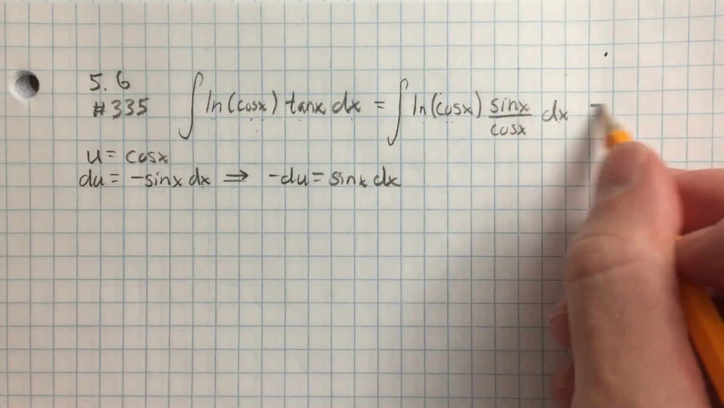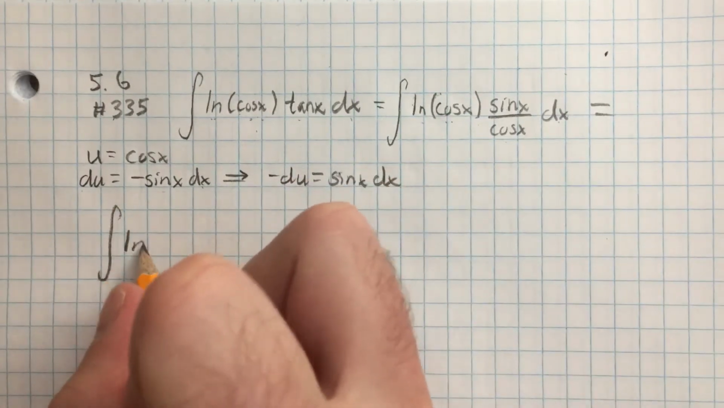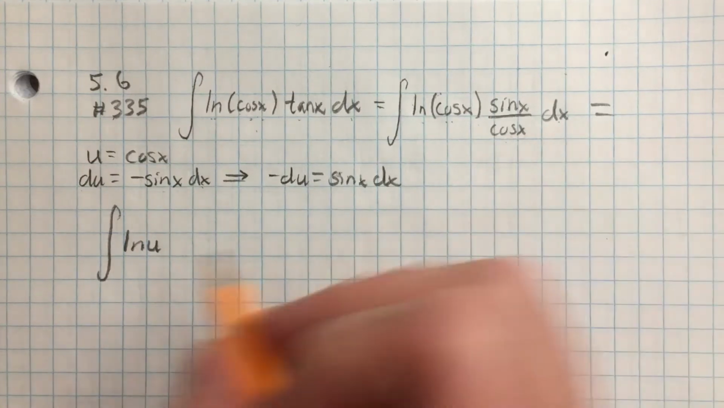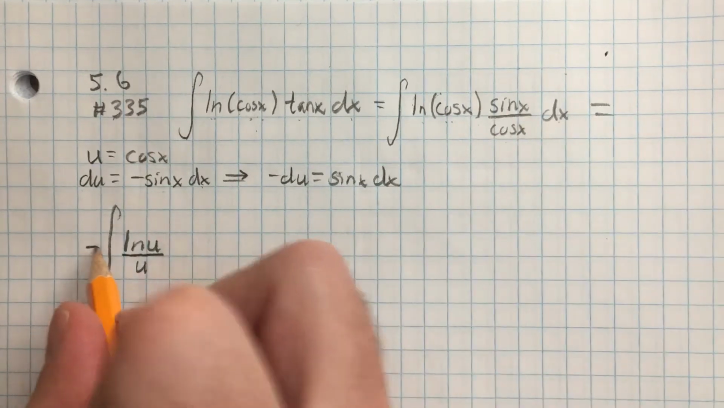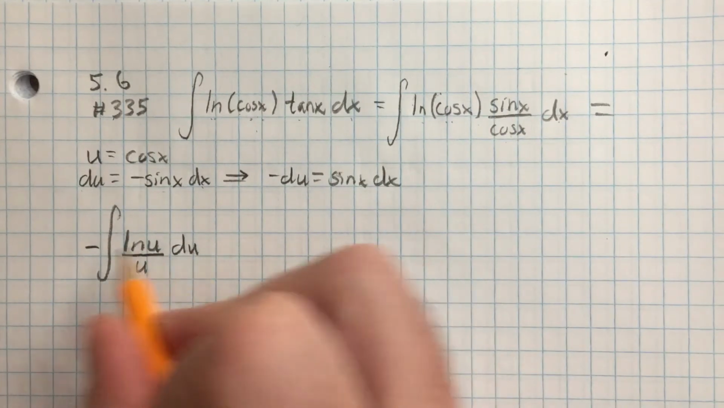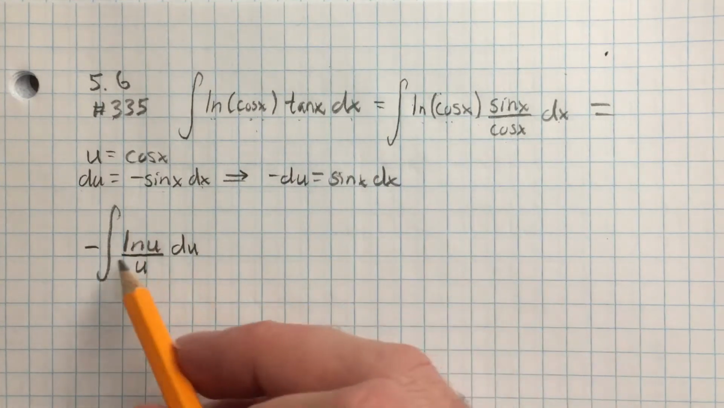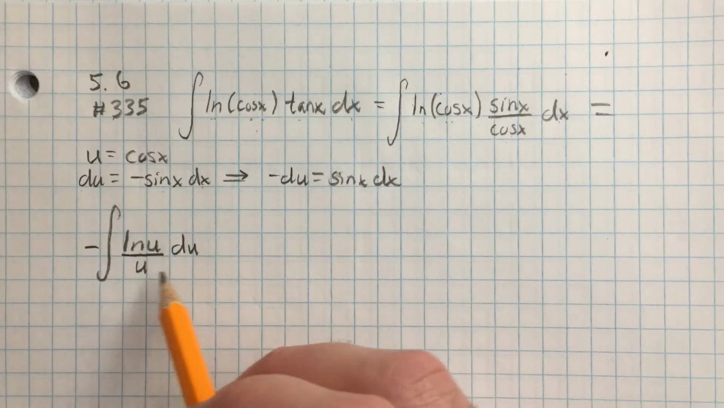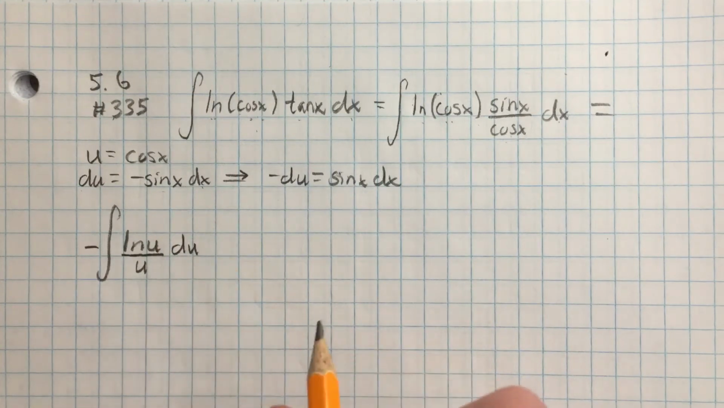All right, so now we replace everything, and we get ln u, and cos x on the bottom is a u, and sin x dx is negative du. I'm just going to show the negative outside already, instead of writing it in parentheses and then moving it out at the end. But I still don't know the antiderivative of this automatically, so I need to make another u substitution.